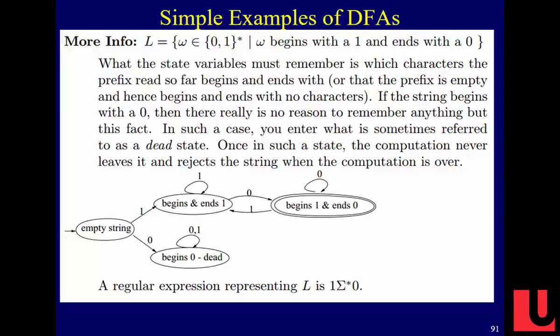What we want is any string that's in the language, meaning it begins with a 1 and it ends with a 0, has to be accepted by this machine. So any string that begins with a 1 and ends with a 0 has to land in an accept state. That's why when it starts with a 0, it just dies. It just goes down there.